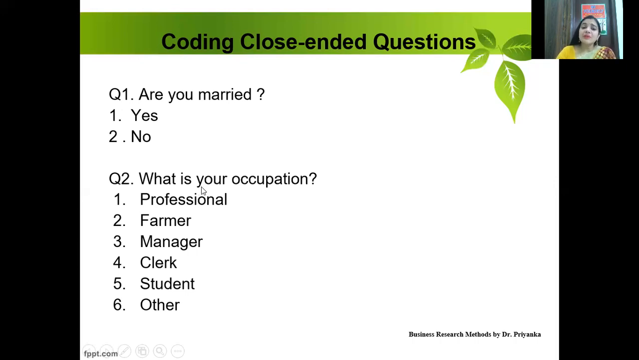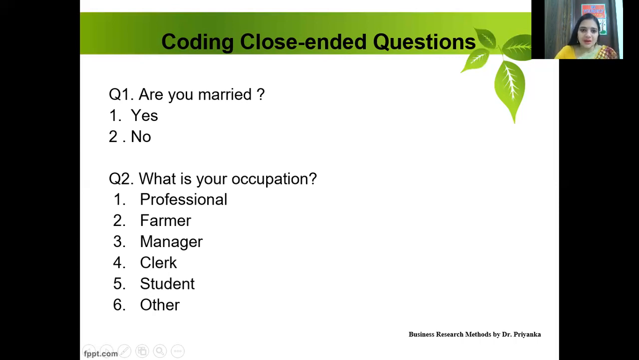Second, for example, what is your occupation? Professional, farmer, manager, clerk, student, or any other category, right? These can always be 1, 2, 3, 4, and preferably in the order they have been put in the questionnaire, so as to easily collect them. Otherwise there is always confusion, because for example, you have written these categories one way in the questionnaire, but you put them otherwise while coding. For example, you put 1 for the farmer, and 2 for the professional, and then 3 for clerk, and 4 for manager, then 5 for student, and 6 for other.